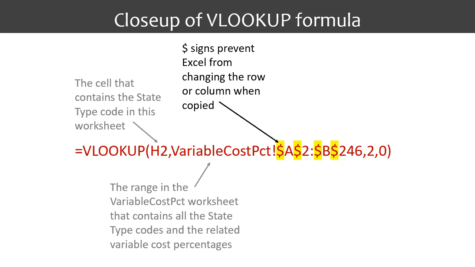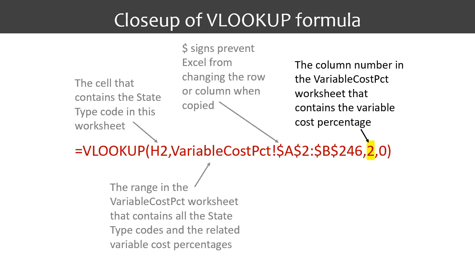Notice that we have to insert dollar signs in front of the row and column references in the range for the information we are looking up. Those dollar signs prevent Excel from changing the row or column when the formula is copied down to other cells. Notice that you need to put the dollar sign in front of both the column letter and the row number.